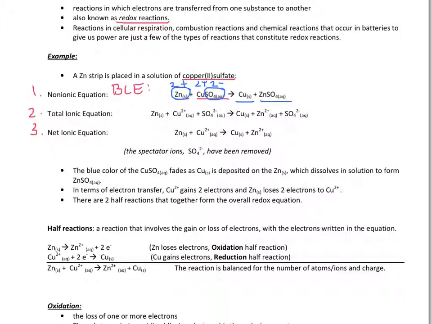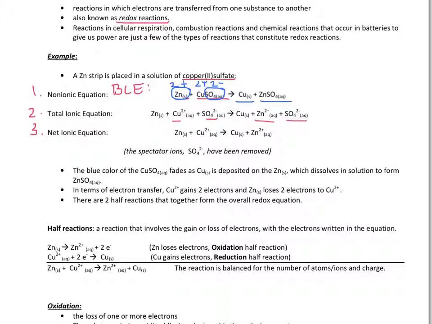Then we have copper sulfate, CuSO4 aqueous. This is an ionic compound in aqueous solution, so this will break apart into its 2 ions, Cu2+ and SO4 2-. We're almost doing the opposite of what we had to do in order to write the non-ionic equation. Copper solid will stay as copper solid, and zinc sulfate, ZnSO4 aqueous, is an ionic compound in aqueous solution, so this will also break apart into Zn2+ and SO4 2-. That's your total ionic equation.